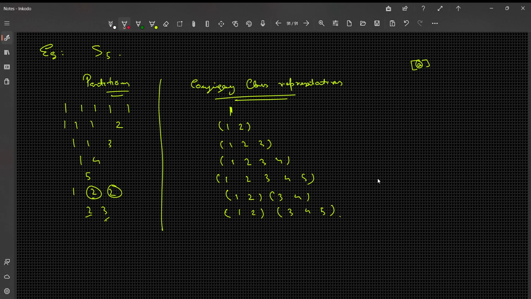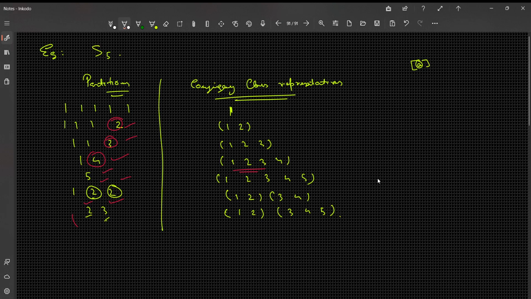That's what we actually do. We find the cycle lengths in the partition and consider those cycles. In the first cases, you can consider it like that, or you can just ignore the 1 cycles and find the cycles of the other lengths. So you have a 2 cycle here, a 3 cycle here, a 4 cycle here, a 5 cycle here, two 2 cycles here, and a 2 cycle and a 3 cycle here.